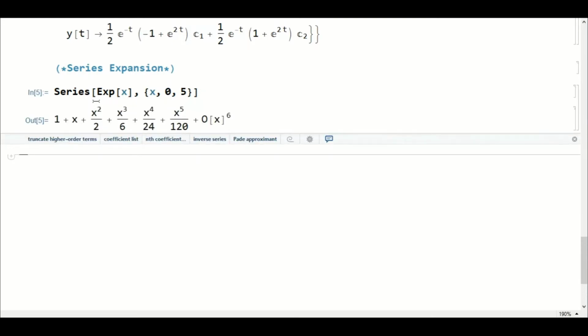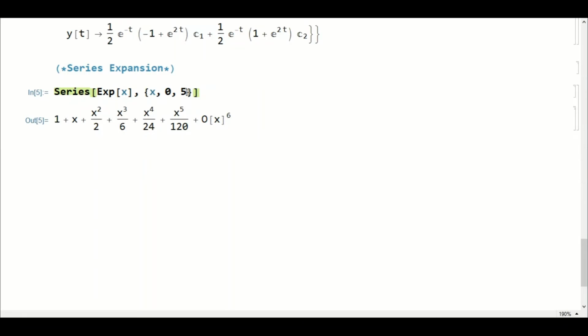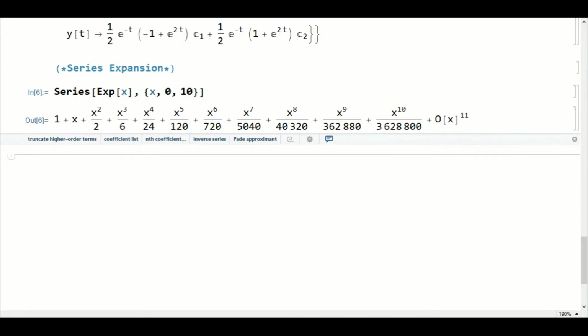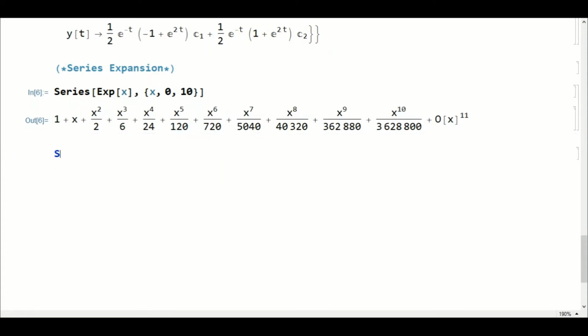So you can see that the series expansion of exponential of x is 1, which is x to the power 0, plus x to the power 1 by 1, x square by 2, x cube by 3 factorial, x raised to power 4 by 4 factorial, x to the power 5 by 5 factorial. We have truncated only up to this, and x to the power 6 and all those things are truncated. If I want the powers of x up to 10, then this is how you can get up to that much degree of polynomial.